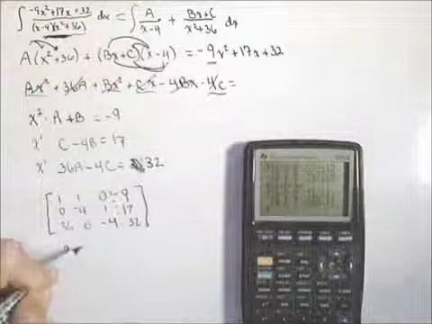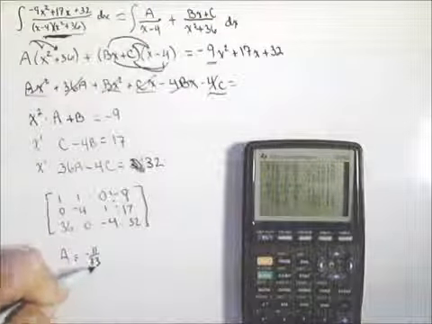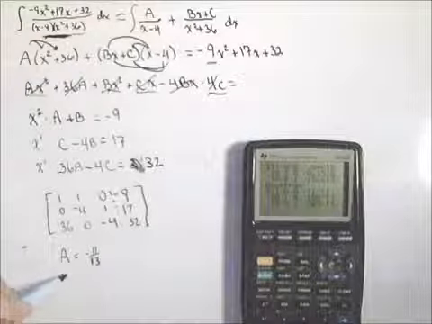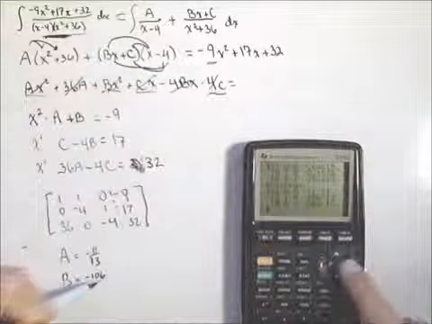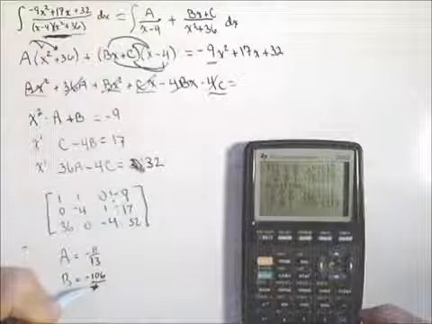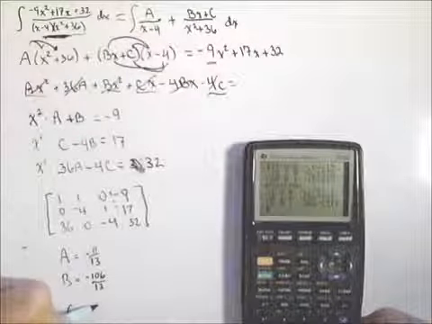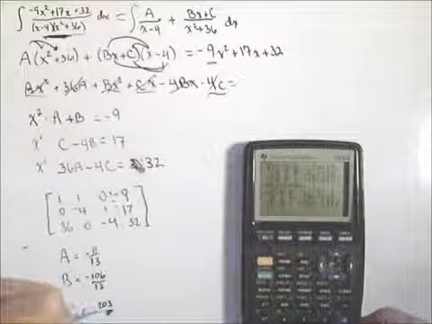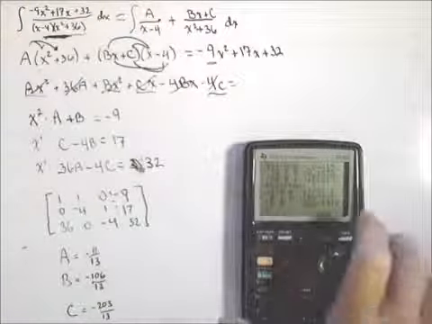So I know A has to equal negative 11 over 13. B has to equal negative 106 over 13. C has to equal negative 203 over 13. So these are the constants that are going to make this problem work.